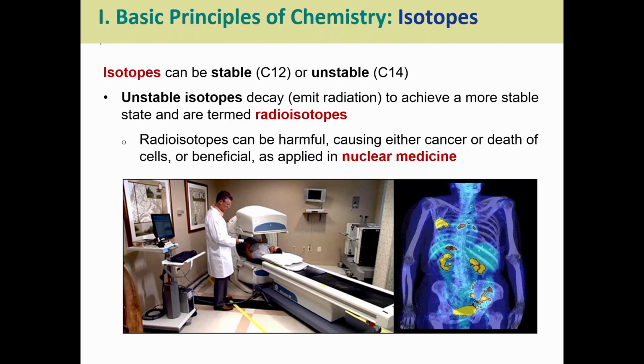radioactive isotopes. Some of these can be harmful, right? If you're exposed to radioisotopes, it can cause cancer, can cause your cells to die, but we can also harness radioisotopes for our own benefit. So we do see these being used in nuclear medicine. For example, there's radioisotopes of iodine that can be used for imaging of the thyroid, since the thyroid pulls up iodine in high amounts.